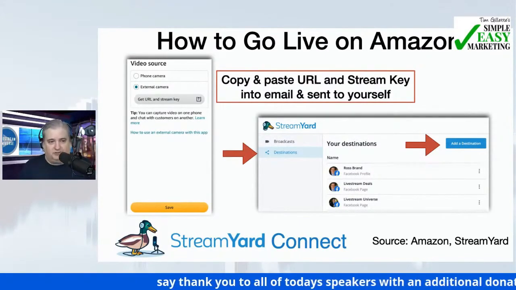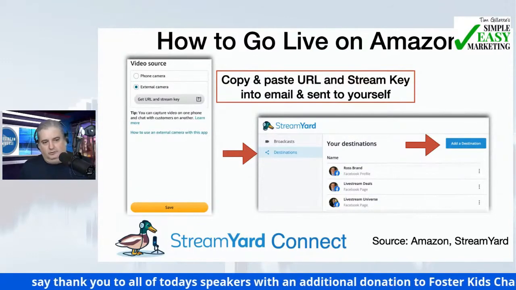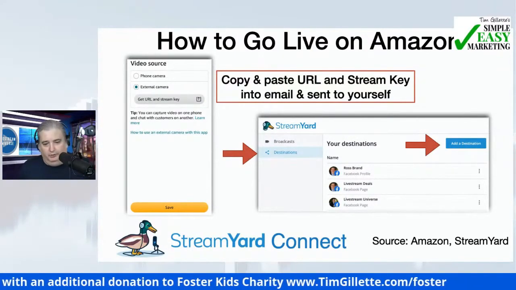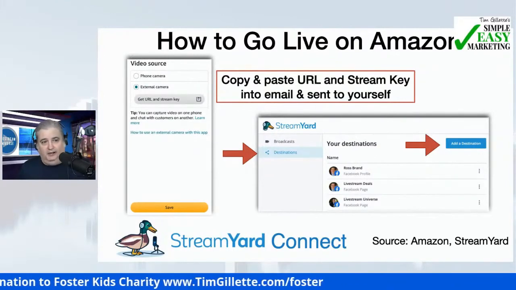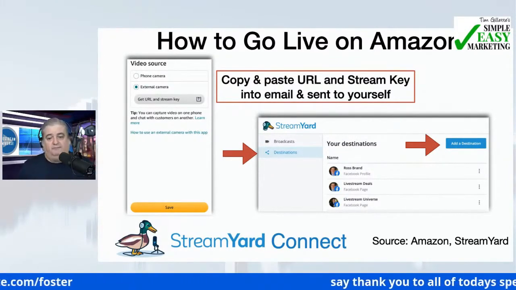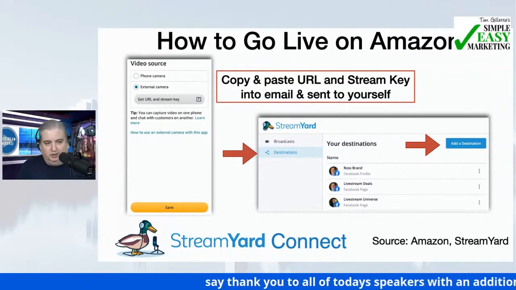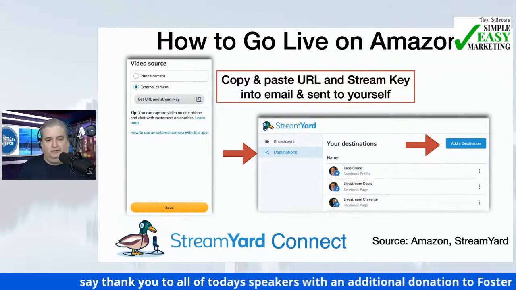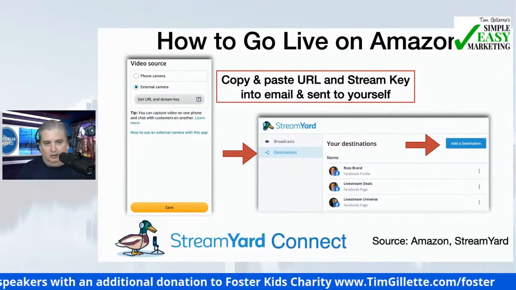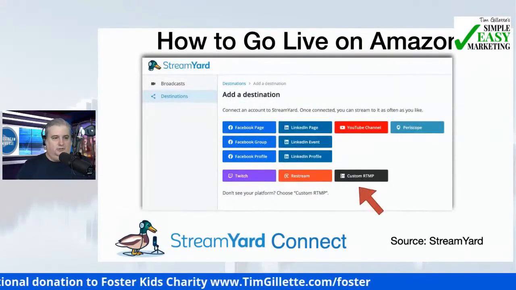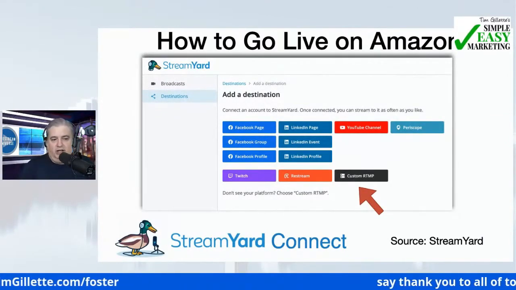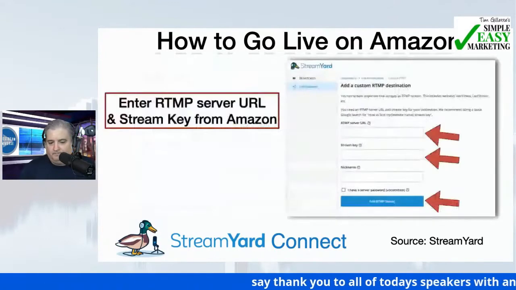So once I've opened StreamYard, the default is the broadcast page. The first thing you want to do to add Amazon Live or any other custom RTMP or any destination you haven't set up already is to go to the Destinations tab on the left side and then click Add a Destination. Once you do that, you get your choice of destinations, and for Amazon Live, you would select Custom RTMP.